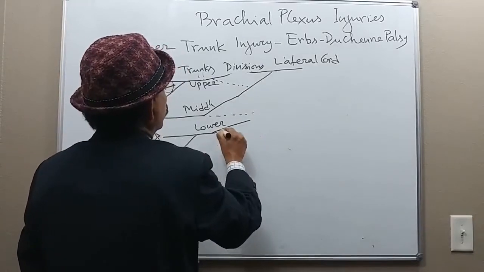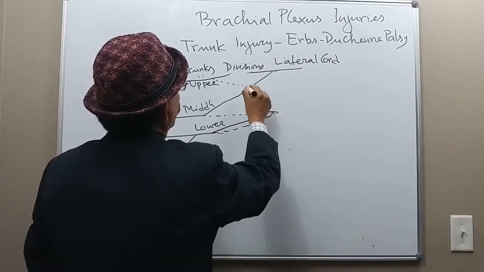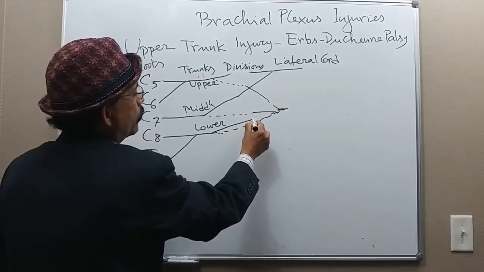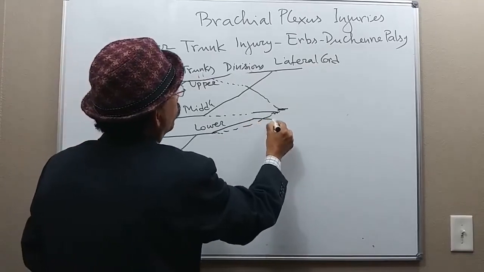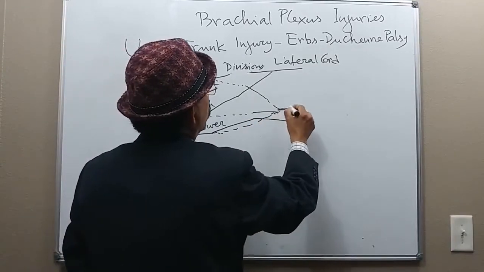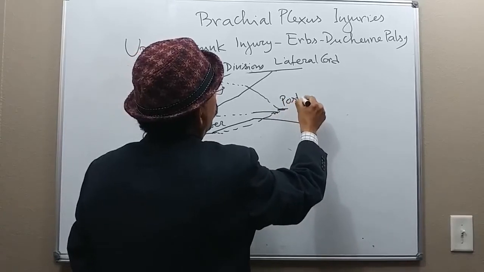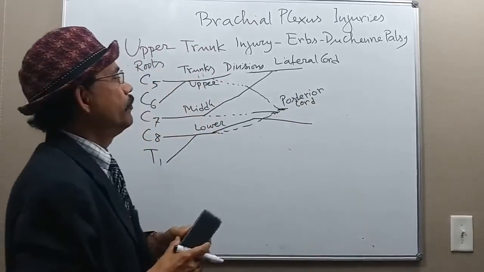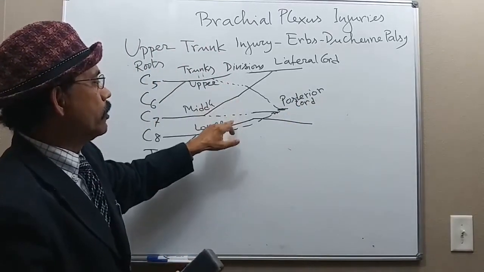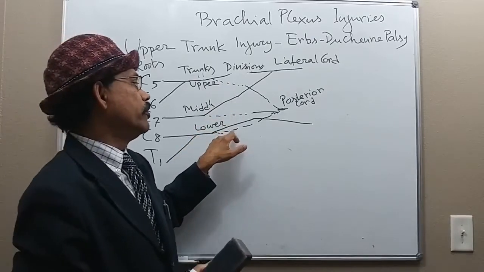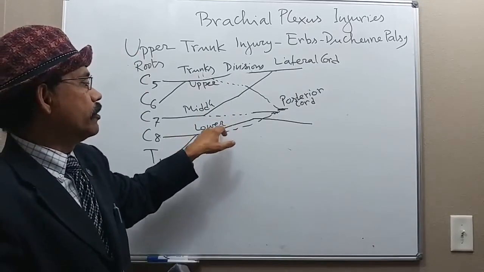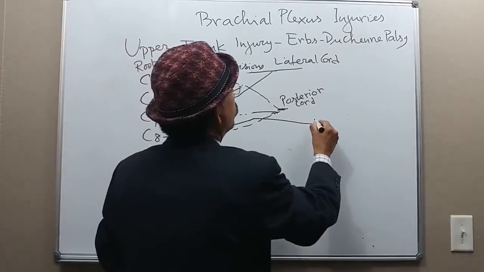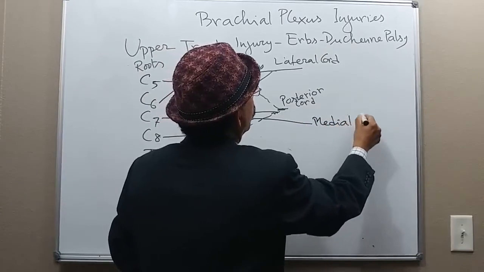All posterior divisions will unite to form the posterior cord. The anterior division of the lower trunk will form the medial cord. The posterior cord is formed by the union of the posterior division of the upper trunk, the posterior division of the middle trunk, and the posterior division of the lower trunk. The anterior division of the lower trunk forms the medial cord.